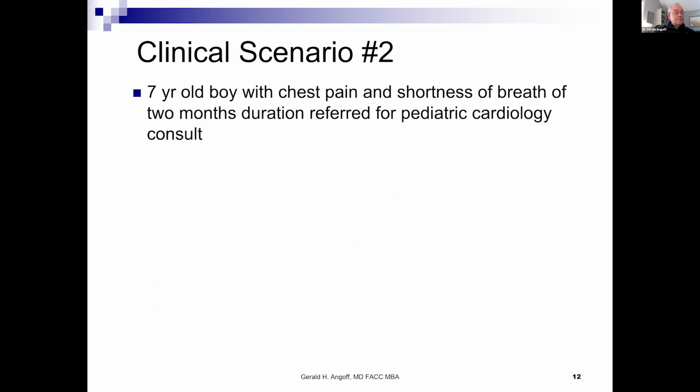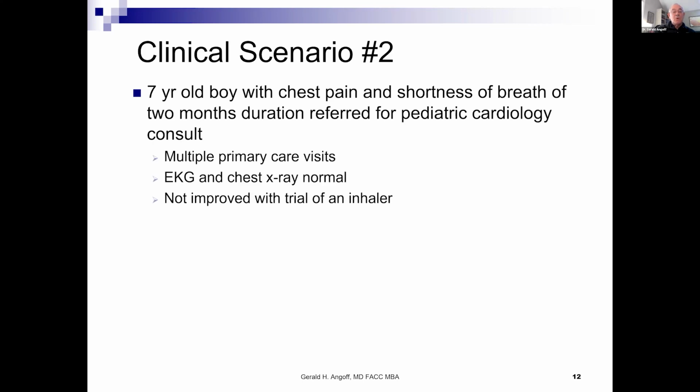Okay, second clinical scenario. A 7-year-old boy with chest pain and shortness of breath of 2 months duration, again referred for pediatric cardiology consultation. He'd had multiple primary care visits. An EKG and chest X-ray were normal. He was given a trial of an inhaler, which did not help.